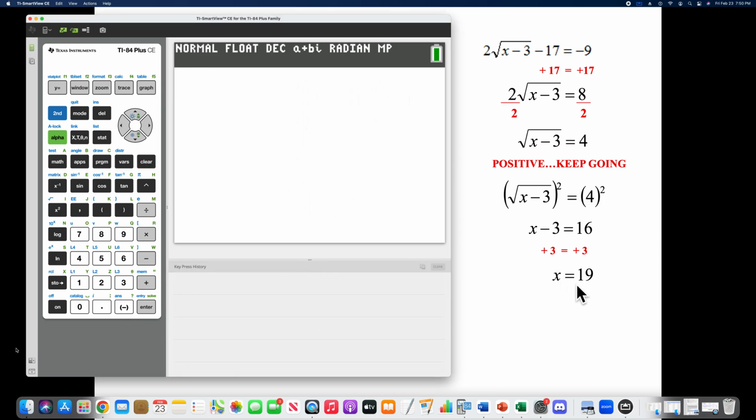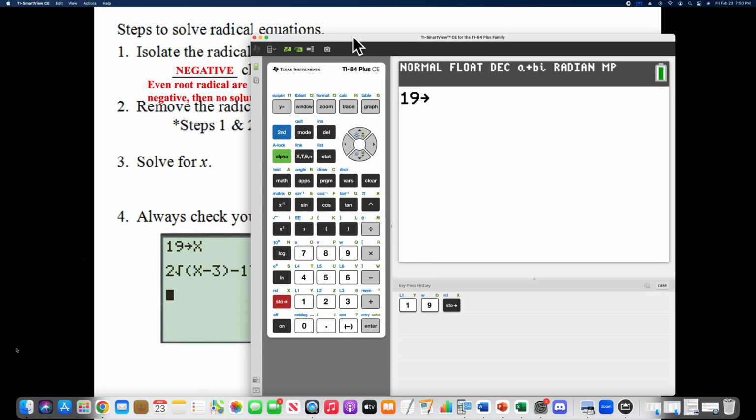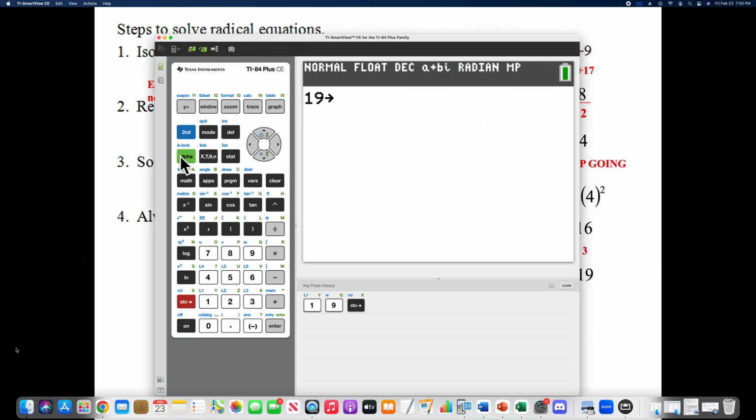So we're going to take our answer, 19. Your store button is right here, next to the 1 or above the on button. That gives you the arrow that you saw on my screen right there. And then your variable x. We hit enter, and now x has the value of 19 until you change it.